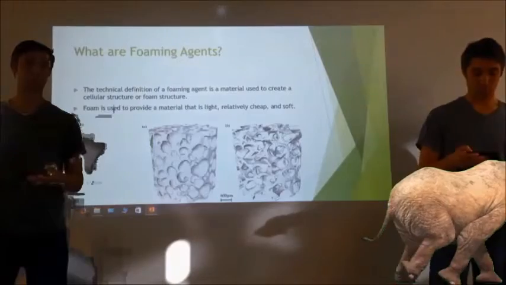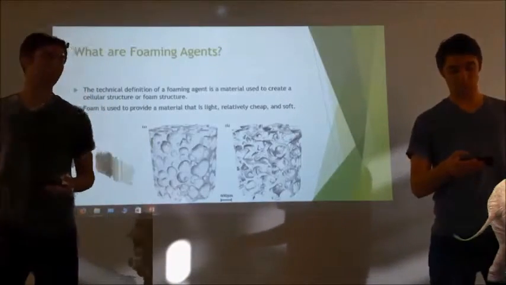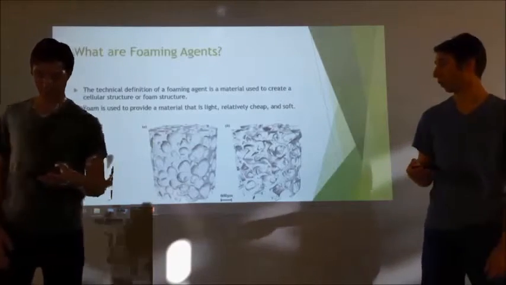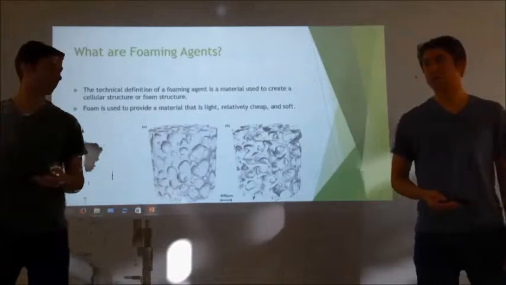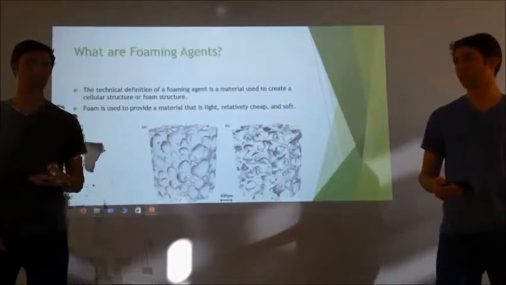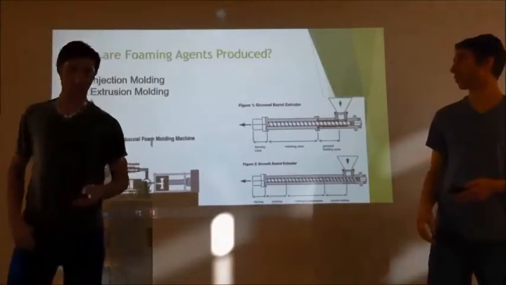So, what are foaming agents? Well, the technical definition of a foaming agent is a material used to create a cellular structure or foam structure, as you can see illustrated. Foam is used to provide a material that is light, cheap, and relatively soft for your packaging and maybe your cushioning needs. So how are foaming agents produced?